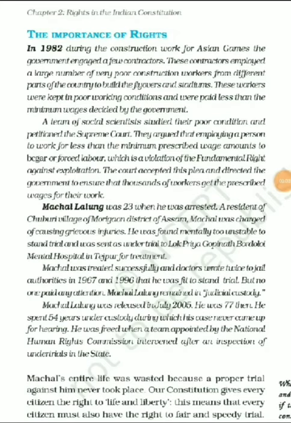Importance of rights. What is the importance of rights for us? Let us understand with the two examples given in your NCERT book. In 1982, during some construction work for the Asian Games, the government engaged a few contractors, and these contractors employed a large number of poor construction workers. Poor construction workers will get work and they will give cheap labor. This was the main concern, and they employed them from various parts of the country to build flyovers and stadiums. Why? Because the Asian Games were to be held.